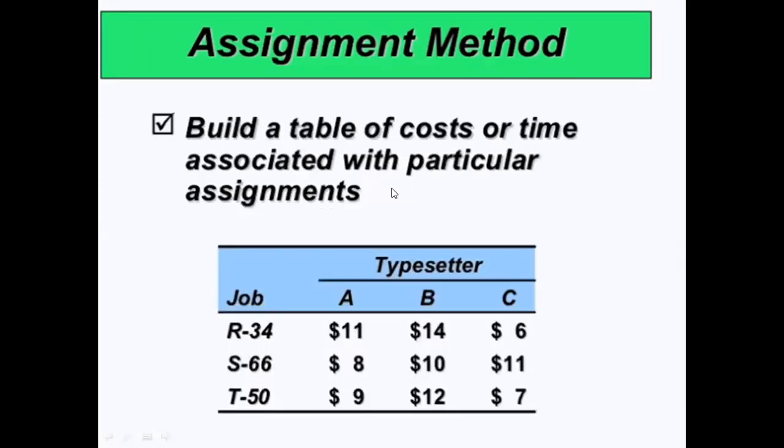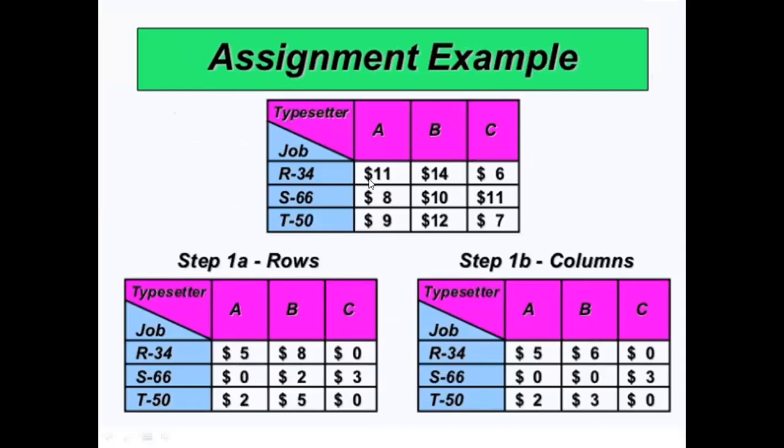In this example, this is a simplified problem where we build a table of cost or time associated with particular assignments. We have three jobs, R34, S66, and T50. And then we have typesetters A, B, and C with the cost associated. Let's say if A has to do the R34, the cost will be 11. If B has to do the R34, the cost will be 14. If C has to do the R34, the cost will be $6, and so on and so forth. As I told you, if we do the example, we will understand easier.